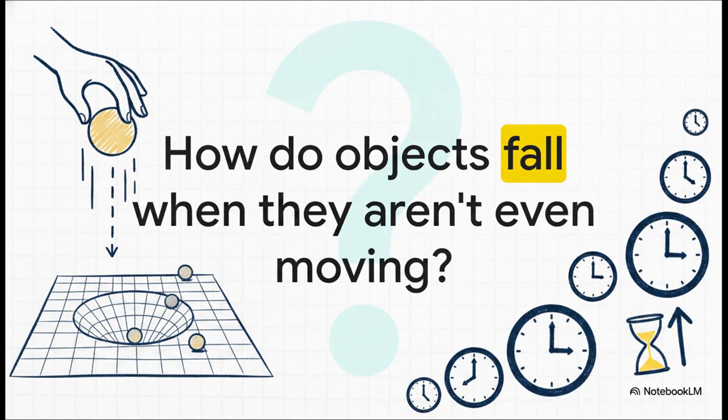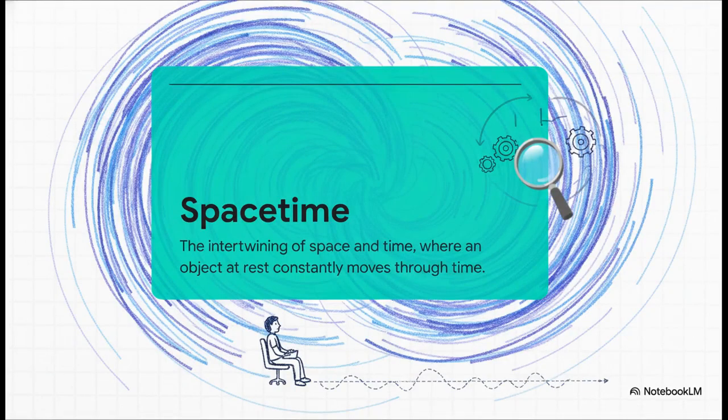But as great as that corrected model is, we immediately run into another massive roadblock. Seriously, think about this question. How do objects fall when they aren't even moving? If you just hold a ball in the air and let go, it drops straight down. It didn't have any horizontal path to be deflected, right? The whole fabric model only shows two dimensions of space, and it completely ignores the single most important dimension of all, time.